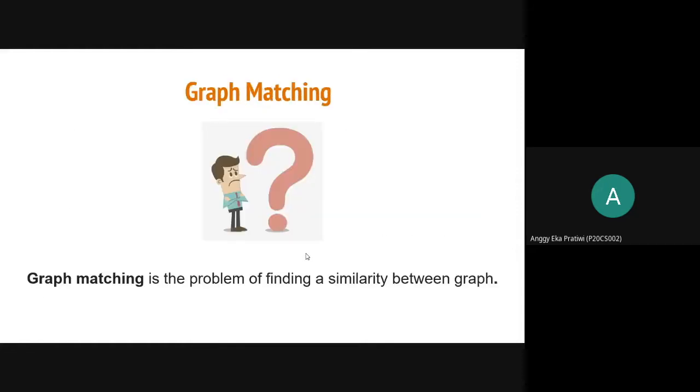And what is graph matching? Graph matching consists of finding correspondence between nodes of the two graphs such that they look more similar when the vertices are labeled according to such a correspondence. So, graph matching is the problem of finding a similarity between graphs.